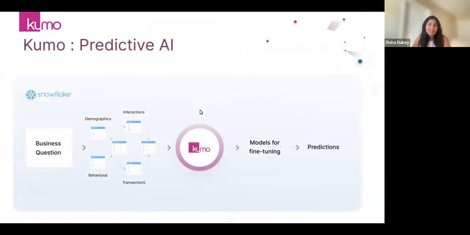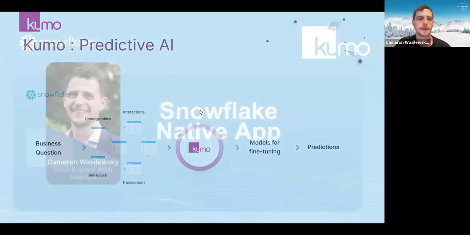As I wrap up this segment of Kumo introduction here, I am thrilled to share that Kumo is now a Snowflake native app. What this means is that Snowflake customers can access Kumo from within Snowflake. This would make predictive AI more accessible to Snowflake customers. Let me hand over to Cameron to share more details about what it means to be a Snowflake native app and how it benefits both Snowflake and Kumo customers. Over to you, Cameron. Thanks, Disha.